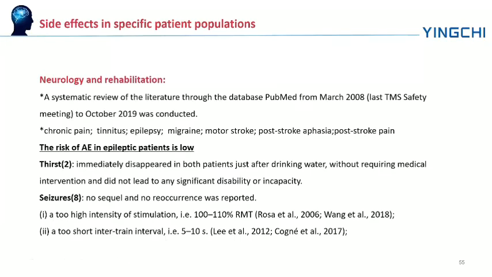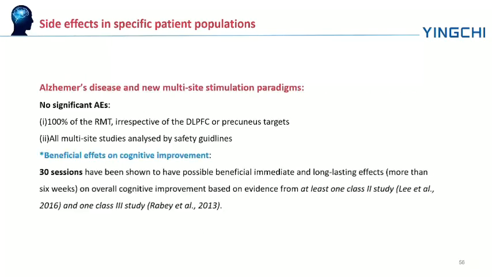So overall, when TMS is used carefully and under the standard, it is safe. When people with Alzheimer's disease were applied with new multi-site stimulation paradigms, there were no significant AEs, and beneficial effects on cognitive improvement have been found.